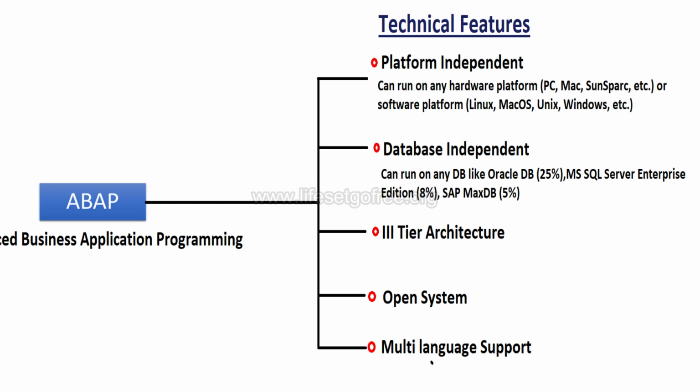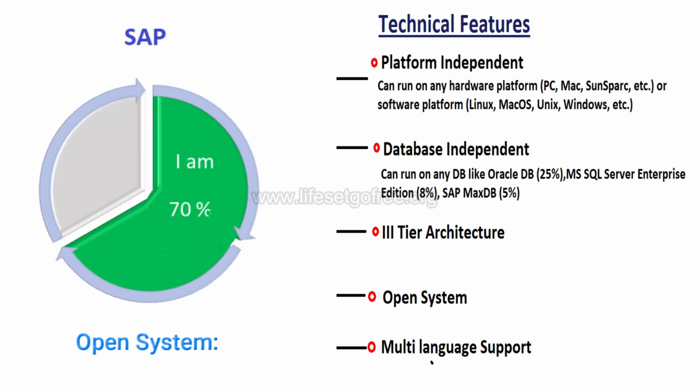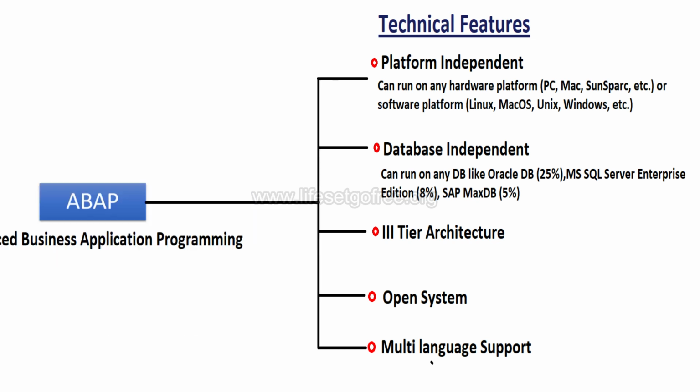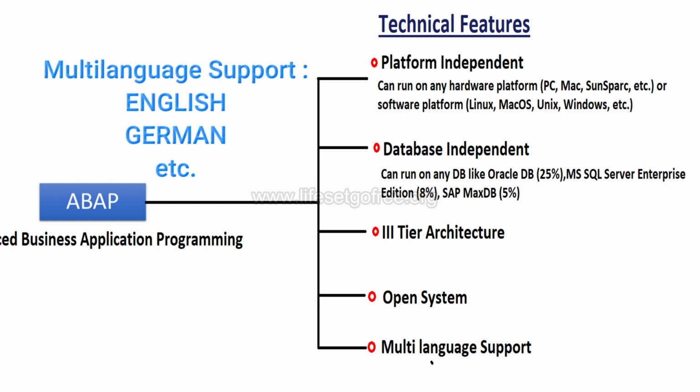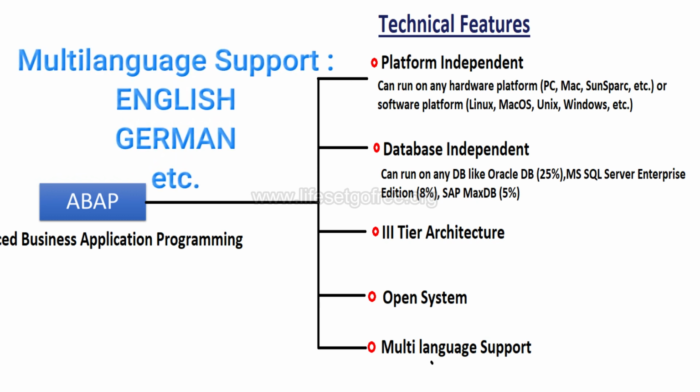Open system. What is an open system? Open system means that without changing any source code, we can use 70% of SAP as developed, and the remaining 30% we can just customize. And it is also multilingual, which means it can support many languages. You can work in German language SAP, you can work in English, and many other languages. Almost 72 languages are supported in SAP.